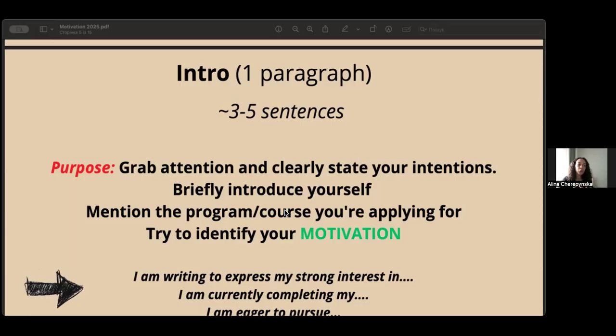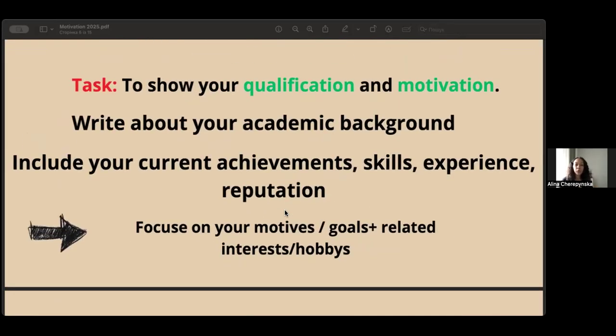But please do not use creative statements. I mean, it's not an essay. You cannot start with questions or quotations or shocking facts just because it's a document. That is why here you need to be pretty direct. At the same time, think about how to develop your writing in a way that it may be interesting even for the committee. Body part, as I mentioned, we're focusing on your skills, experience, achievements, reputations, goals, plus interest.